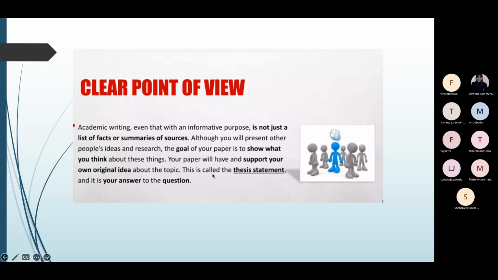Okay? Your paper will have and support your own original idea about the topic. This is called the thesis statement and your answer to the question. This is like you redefining what the question is all about.